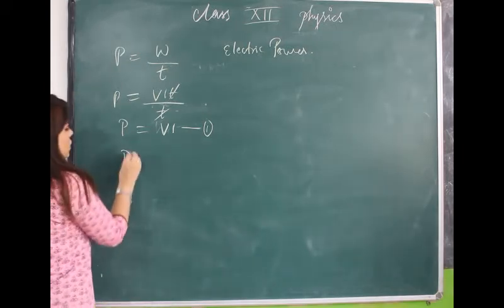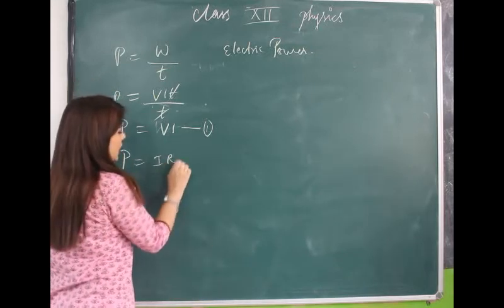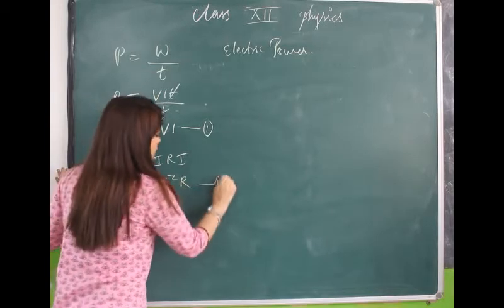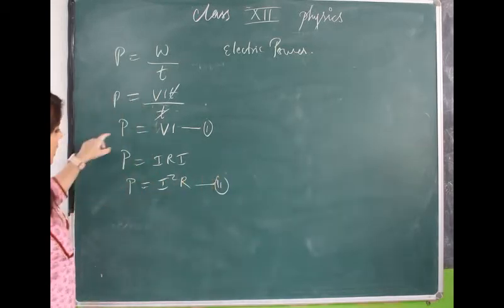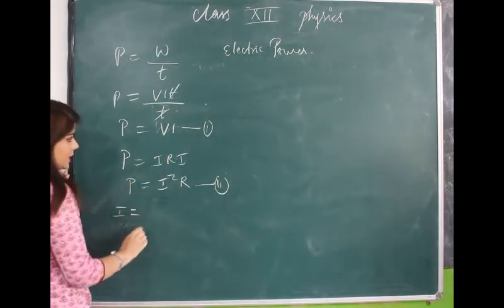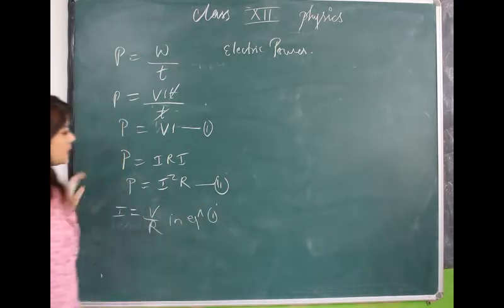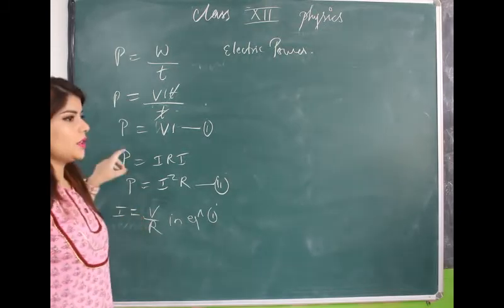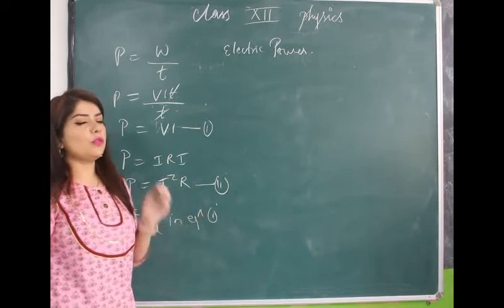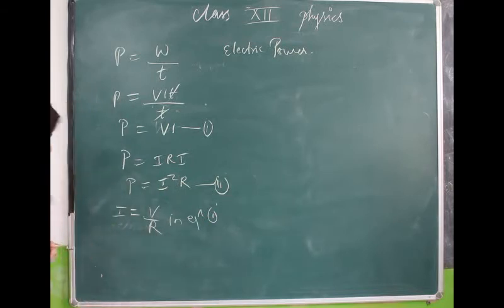Now again, in place of V, I can write V is equal to IR. So in place of V, I can write IR. This becomes I squared R. This is the second equation of power. Now again, in the same equation, in place of I I can write V by R. I am going a little fast because we have done the same kind of derivations in class 10 also. So I hope you remember that. If you don't remember, just recall it, and if I am going very fast, do pause the video and make it slow and do it step by step.